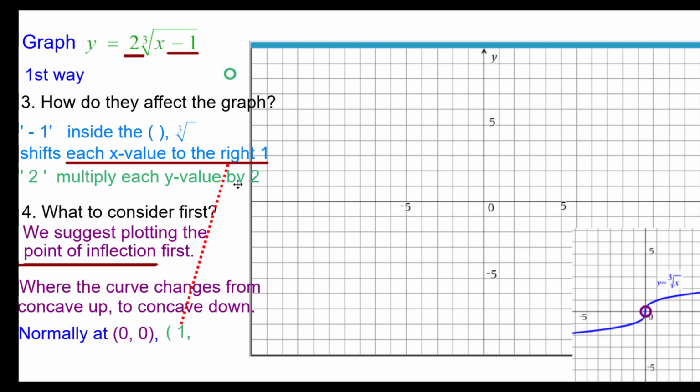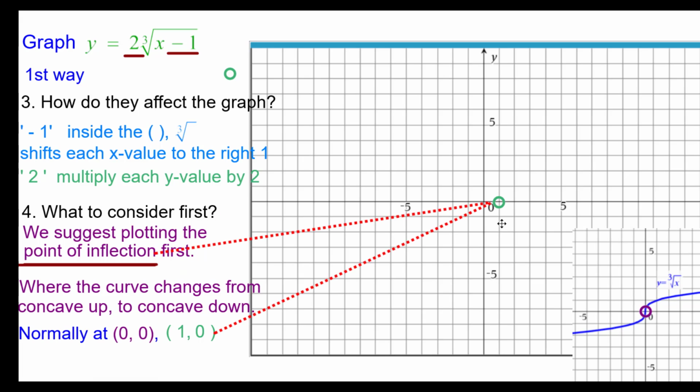We shift each x value to the right 1, so it's going to go to 1. And then we multiply the y by 2, but that's not going to change it. So 1, 0 is our point of inflection. And we're going to plot our points relative to that.